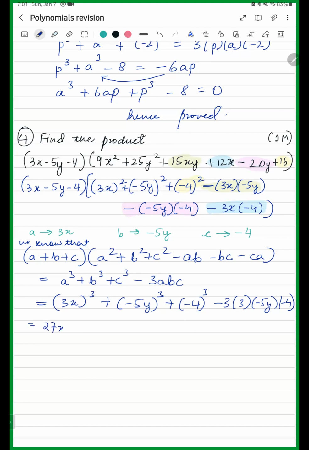Now here we have 5 fours are 20 into 9. 20 into 9 is going to be 180. 180y. No, wait. X also. 3x. 180xy. But is it a positive sign or negative sign? Minus, minus, minus. Three minuses. So it's going to be a negative.